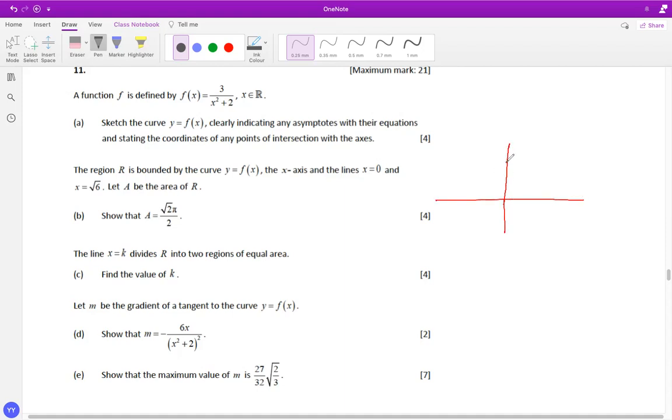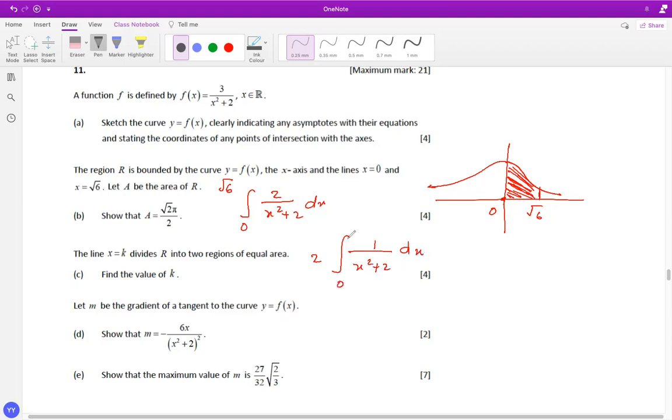So this is 0, if you could see that, that was the earlier graph. So this is 0 and root 6 here. So this is the area that I have to find out. So you integrate this 3 over x squared plus 2 from, let's say, 0 to root 6. And what we get is, take 3 common, and so we get 1 over x squared plus 2 dx.